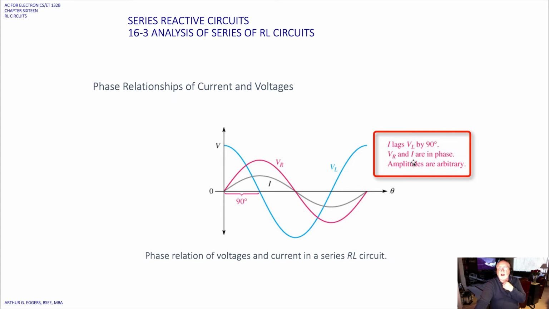V sub R and I are in phase, the amplitudes are arbitrary. And you're going to see this more when you do your labs and take your measurements on the oscilloscope. You're going to be able to see these phase relationships and amplitudes.